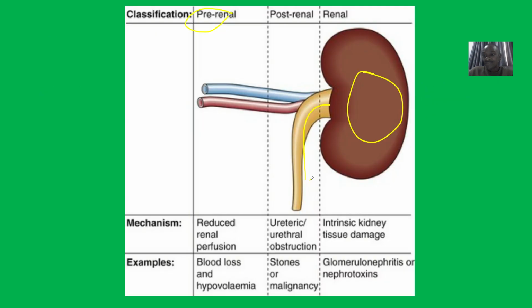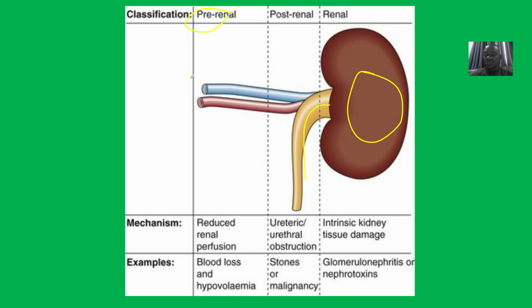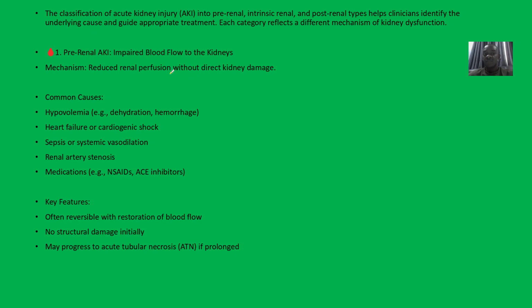I've explained everything, so let's just discuss. You classify it into what? Pre-renal, intrinsic, and the post-renal. Of course, it will help clinicians to be able to identify the cause, to guide the type of treatment they should initiate. Now pre-renal one, we're saying that is before the kidney, so the blood coming to the kidney if you are having issues there.